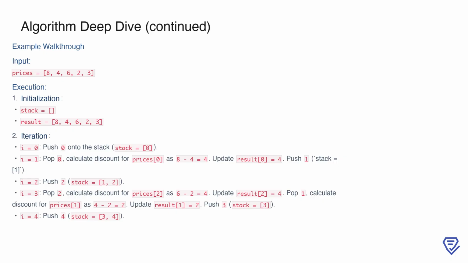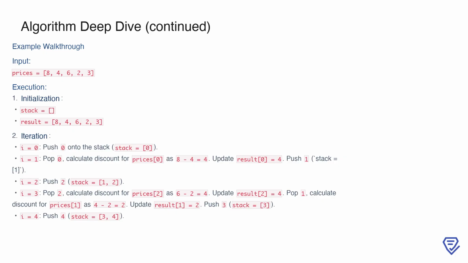At i equals 2, the current price is 6, which is greater than the price at the top of the stack, 4, so we simply push 2 onto the stack. At i equals 3, the current price is 2. We pop 2 from the stack and calculate the discount for prices[2] as 6 minus 2 equals 4. We update result[2] to 4. We then pop 1 from the stack and calculate the discount for prices[1] as 4 minus 2 equals 2, updating result[1] to 2. Finally, we push 3 onto the stack. At i equals 4, we push 4 onto the stack, as no further discounts can be applied.